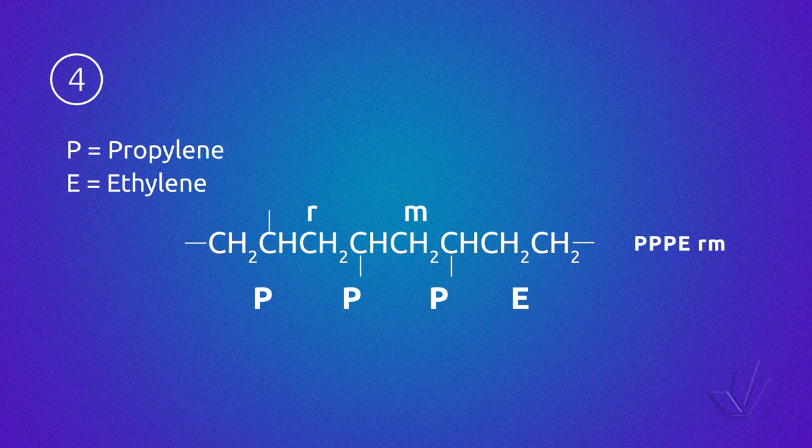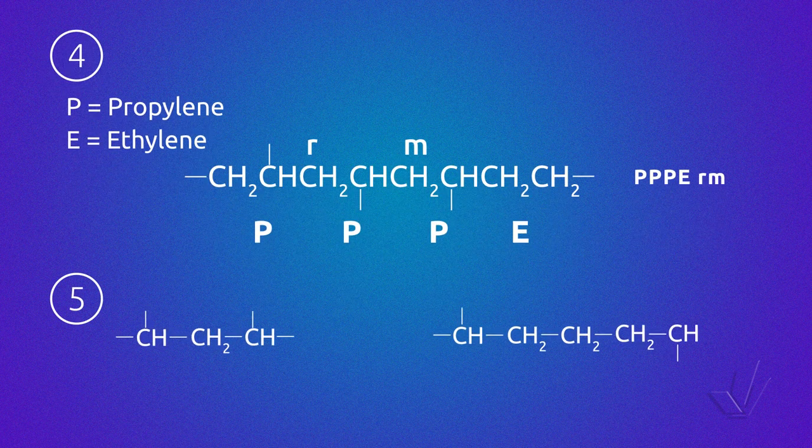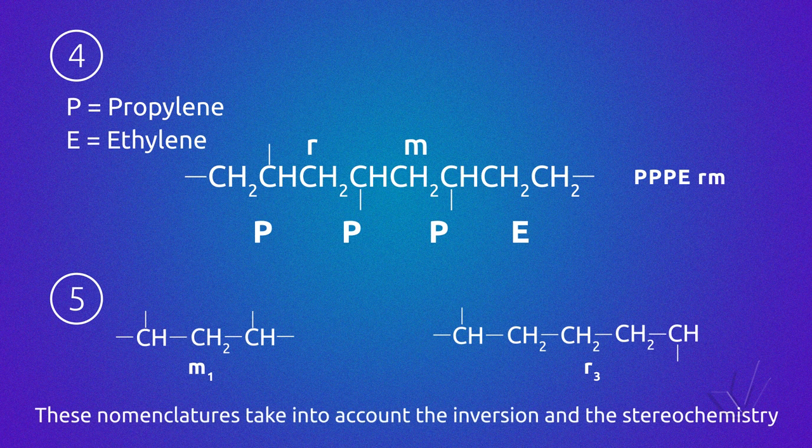Sequences have also been named using the configuration meso or racemic with a subscript, meaning the number of methylene between methines. In the example, M1 means one methylene between methines with the configuration meso, and R3 means three consecutive methylene between methines with the racemic configuration. This last nomenclature takes into account the inversion and the stereochemistry.